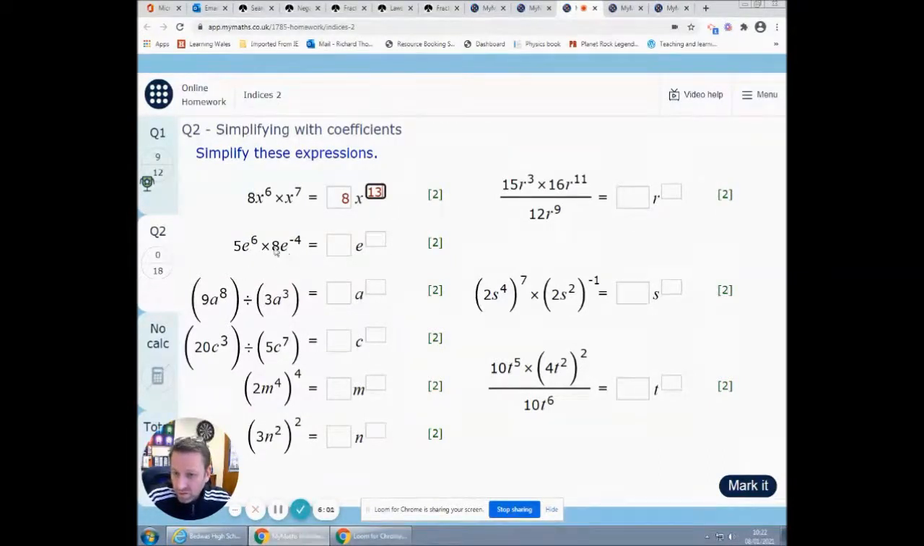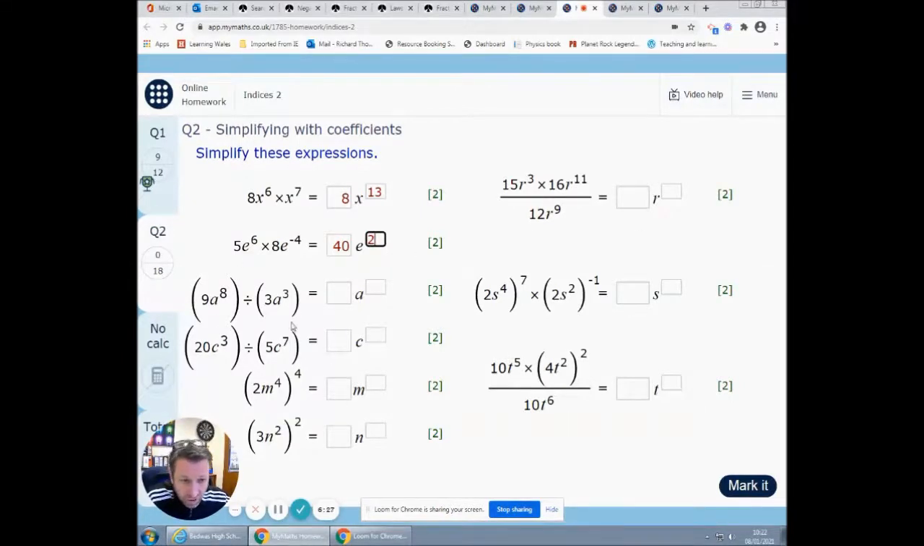Look at this one here. Forget about the letters a minute. Let's just look at these numbers at the front. 5 times 8 is 40. And then I've got e to the 6 times e to the minus 4. So already that's gone up a notch in difficulty. It's a multiply, so I add the powers. So I'm adding 6 and minus 4, which is the same as just saying 6 take away 4. So that's e to the 2.